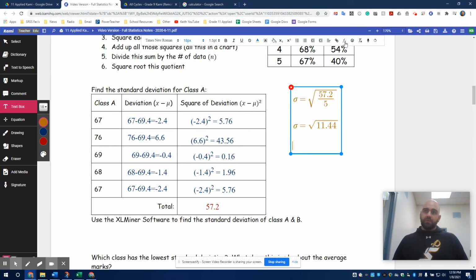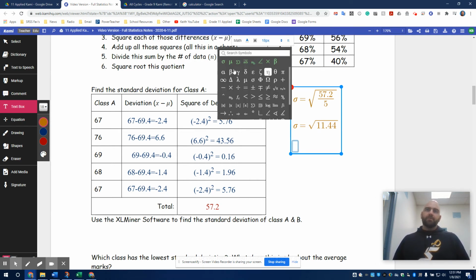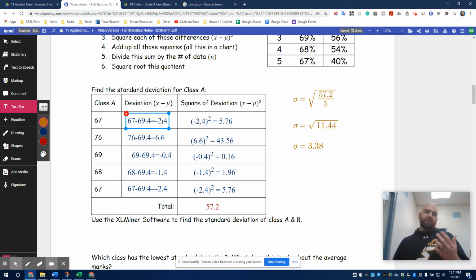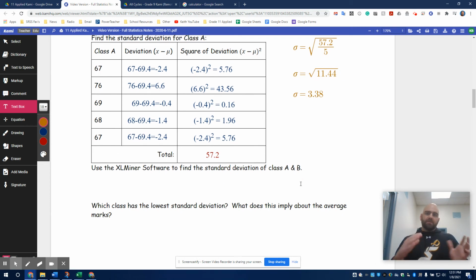And finally, we take the square root of that answer. Again, I'm doing this without showing you the calculator. You can do the calculations yourself. 3.38. All right, so this is the value of the standard deviation, meaning that is the average distance that something is away from the mean. If you look at those, you have 2.4, 6.6, 0.4, 1.4, 2.4. That 6.6 skews that data a little bit, and that's where we get a bigger one.